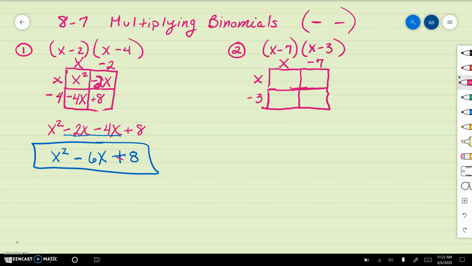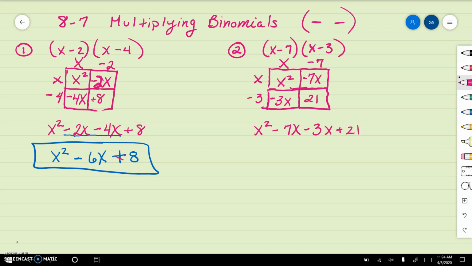Now we have to do our multiplication to fill in this box. So we do x times x, which is x squared. We do x times negative 7, which is negative 7x. We do negative 3 times x, negative 3x. Then we'll do negative 3 times negative 7, which is a positive 21. All right, from there, we're going to take everything out of the box. So we have x squared minus 7x minus 3x plus 21.